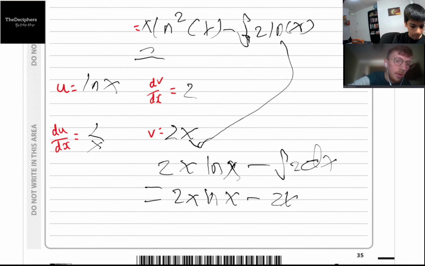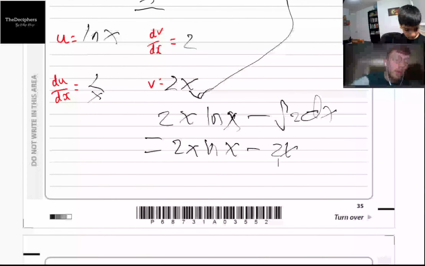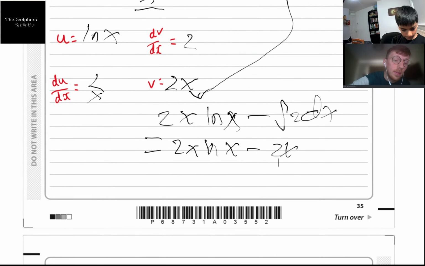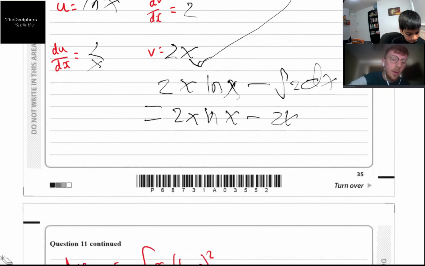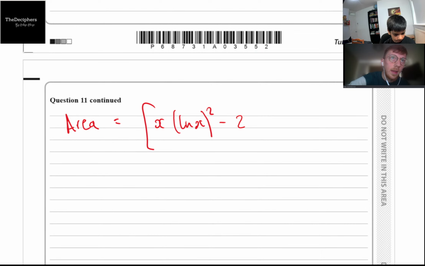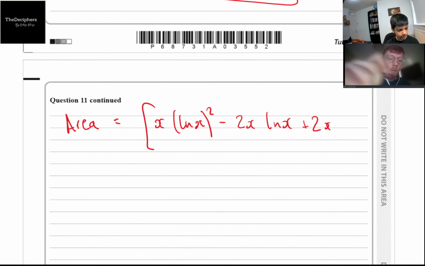So we've got the area equals x, don't forget the first little bit that we did, so x ln x all squared minus 2x ln x plus our 2x. Because remember, we're going to be taking away this bit, so we've got minus 2x ln x, take away negative 2x, so that's why that becomes plus. And remember, we're doing the limits between 4 and 2.